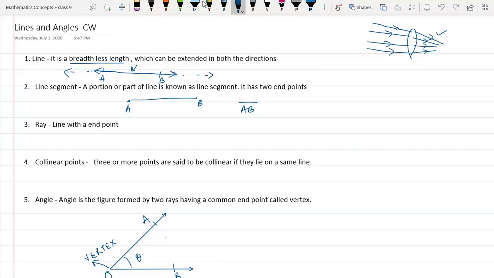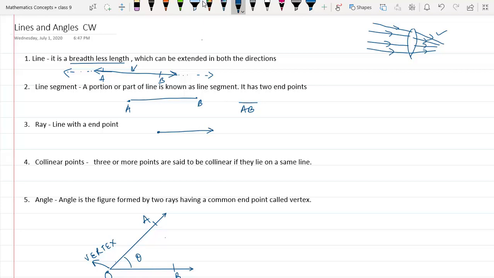Then we have the third point, ray. We all know about sun rays. They start from the sun and reach all over the universe. So these rays are lines having an end point. If there is an end point and on the other side there is an arrow, it is known as a ray.